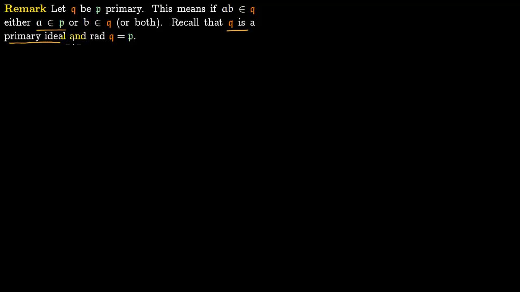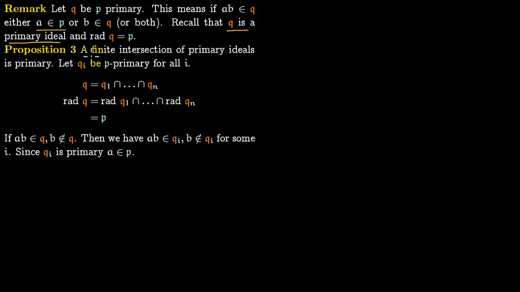So the first proposition we want to do in this lecture is this: a finite intersection of primary ideals is primary. So let each Qi be a P primary ideal, P primary for all i, and say Q is Q1 intersection Q2 all the way to intersection Qn. So this Q is our finite intersection of primary ideals, and we want to show that this Q is primary.